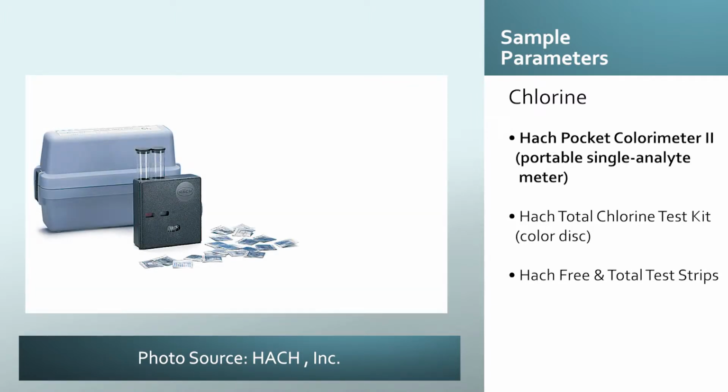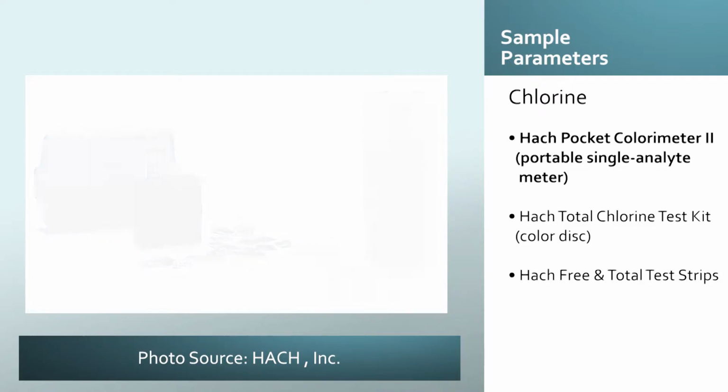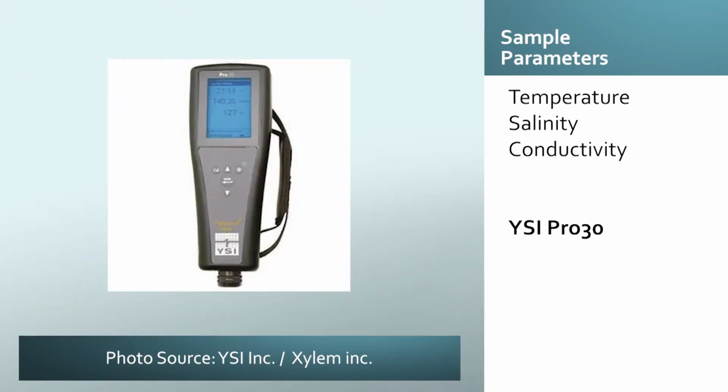Another method to test for chlorine is the Hawk Total Chlorine Test Kit, Color Disc, and Hawk Free and Total Chlorine Test Strips. Temperature, salinity, conductivity. The EPA New England Bacterial Source Tracking Protocol lists a temperature, conductivity, salinity meter, for example, the YSI Model 30, as example instrumentation to collect temperature, conductivity, and salinity readings.